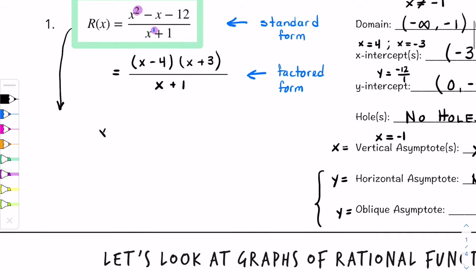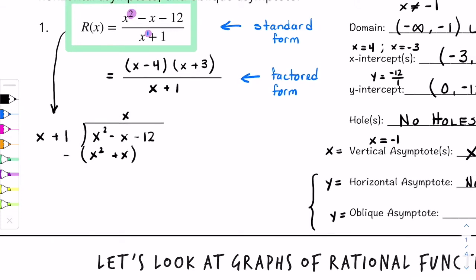Your numerator is your dividend, so this goes underneath your division symbol. Your denominator is your divisor. And remember, you're only looking for the quotient, so we don't actually care what the remainder is here. x squared divided by x would give us x. This would give us x squared plus x. We're subtracting both terms. x squared minus x squared is 0. Negative x minus x is negative 2x. Bring down the negative 12.